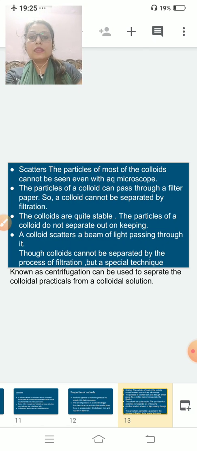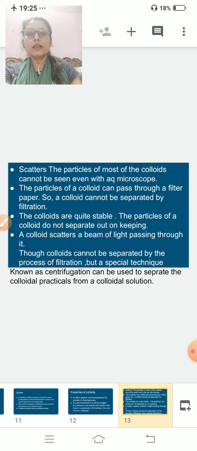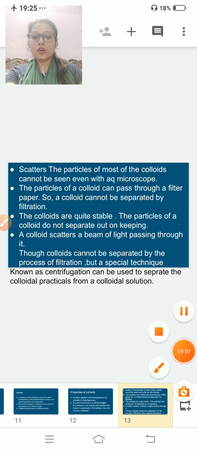Clear? Now, a colloid scatters a beam of light passing through it. True colloids cannot be separated by the process of filtration, but a special technique known as centrifugation can be used. Centrifugation I will teach you later. It is one of the separation techniques. With the help of this you can separate the solute and solvent of a colloidal solution. So this is your heterogeneous mixture. Clear? It is known as a heterogeneous mixture.